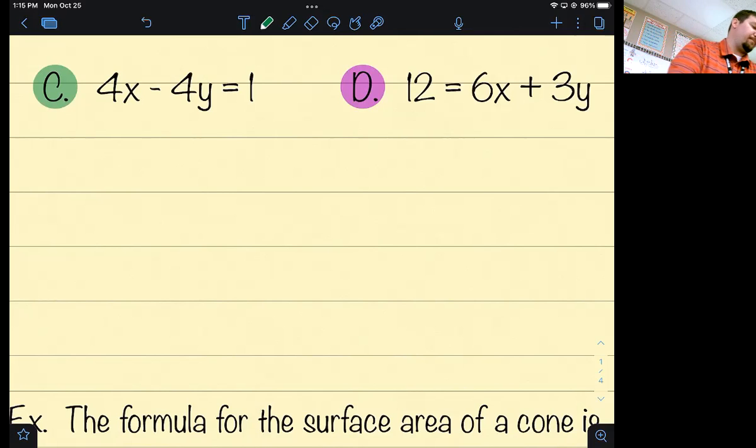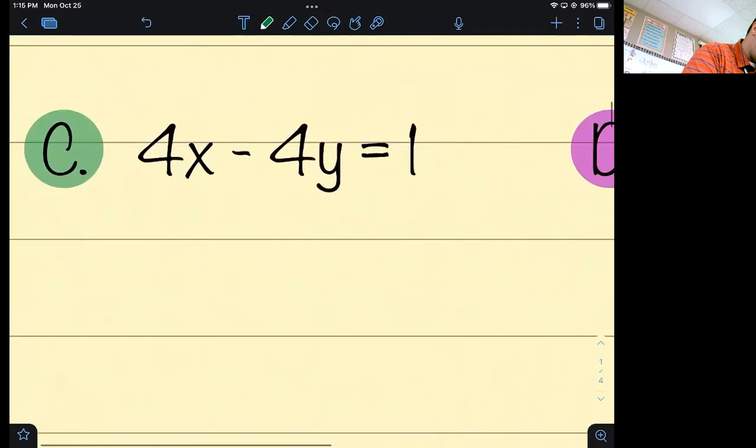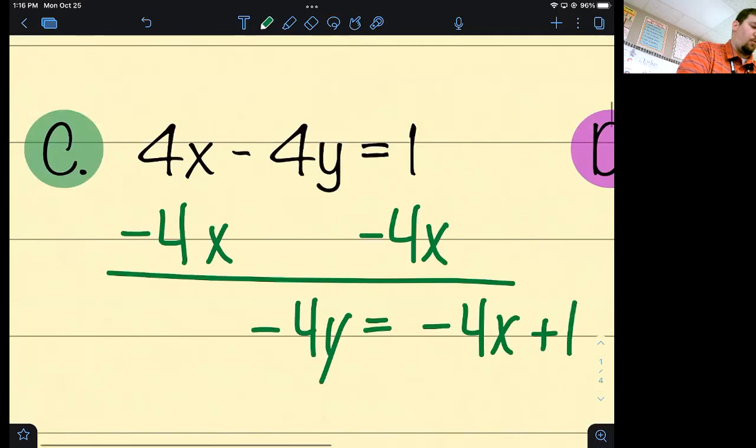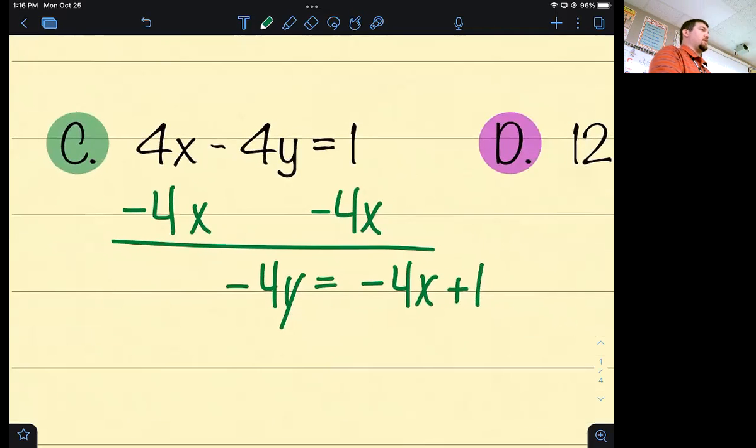Barton, what was the first thing you did? Perfect. And what did that give you? Negative 4x plus 1 equals negative 4y. Okay. I'm going to write a little bit backwards from what you said. Negative 4y equals negative 4x plus 1. Thank you for writing the variable term in front of the 1, which is just a plus 1 because it's positive.